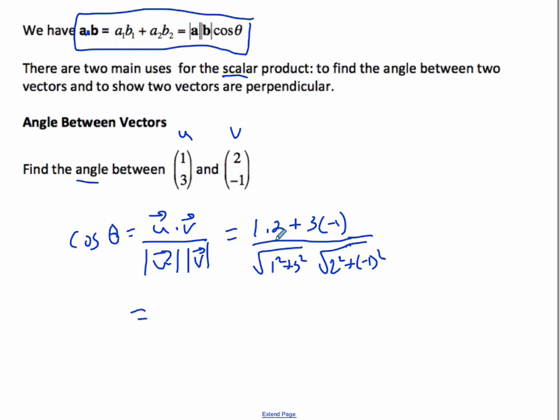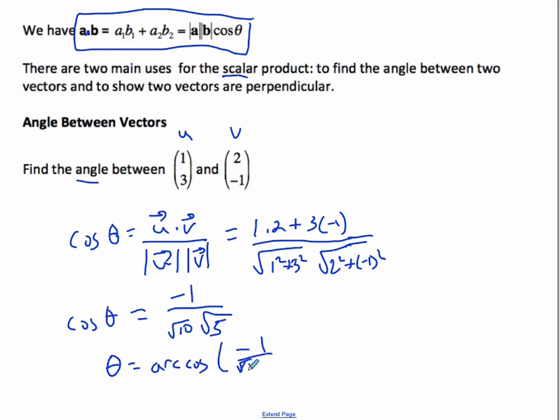Okay, so we have 2 minus negative 1. And here we've got 9 tenths, so that's root 10. And this is root 5. Okay, so theta equals arc cosine of negative 1 over root 10 root 5. So let's check out what that is on our calculator.